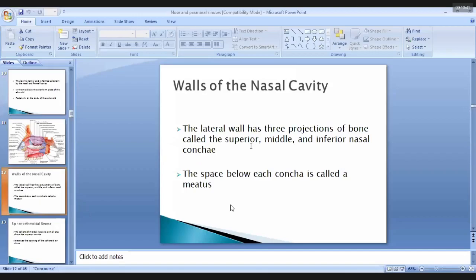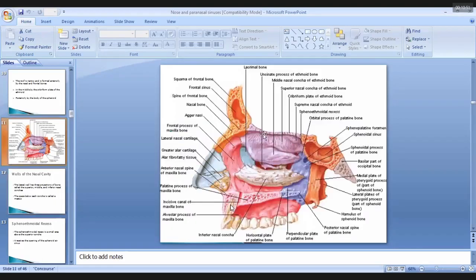There are three bony projections named accordingly: the superior nasal concha, middle nasal concha, and inferior nasal concha. So the lateral wall of the nose contains three types of projections. These are the bony projections. The superior and middle conchae are projections of the ethmoid bone, while the inferior nasal concha is a separate bone of the facial skeleton.